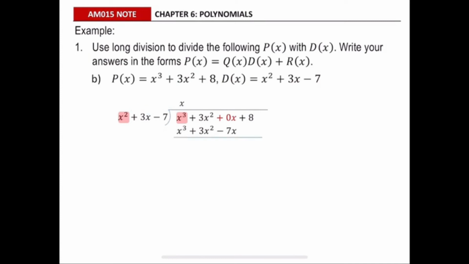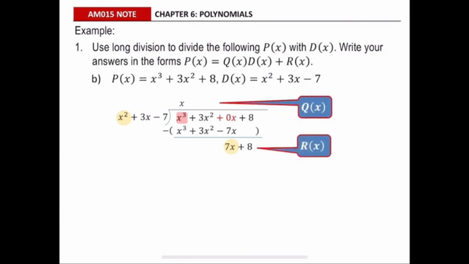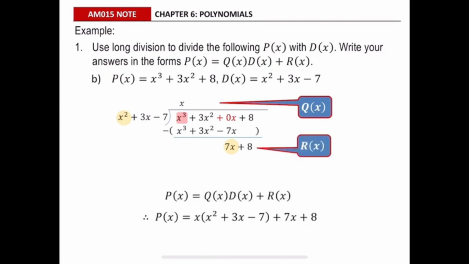After that, subtract x cubed plus 3x squared minus 7x from p of x. We get 7x plus 8. Now 7x cannot be divided by x squared, so the process stops here. So the quotient is x and the remainder is 7x plus 8. Then state the final answer.